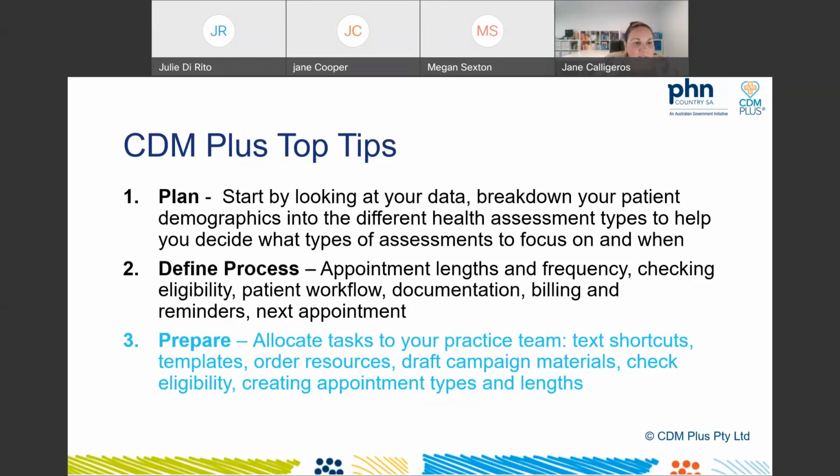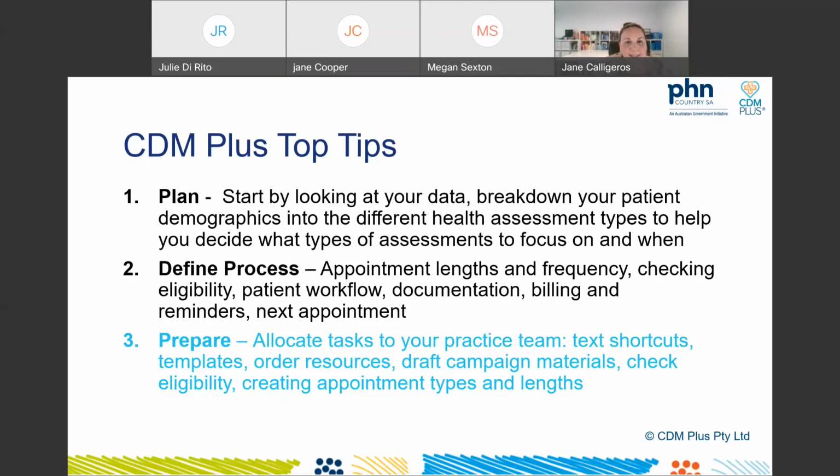So the third step I've popped there is allocating tasks to the practice team. As I said, I like to split these into clinical and admin, and it helps make those pathways and tasks really clear of who needs to do what. To create some of those tasks as quite small tasks, and then meeting regularly just to see where the team's up to with those. So I've got things like text shortcuts.